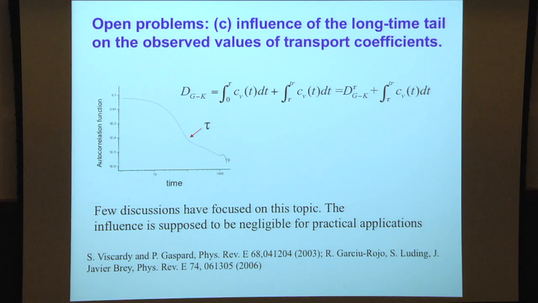Another problem is to discuss the influence of the long-time tail on the observed values of transport coefficients. To discuss if this tail part changes as a function of, for example, density or temperature, and then how this tail part will contribute to the Green-Kubo formula.